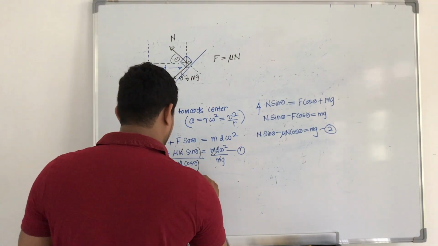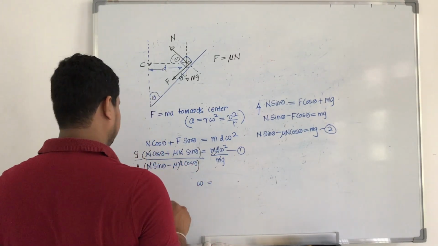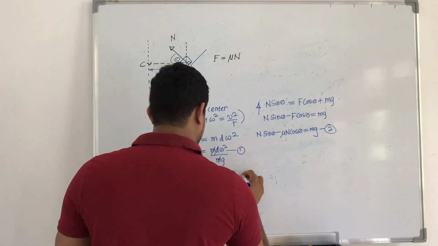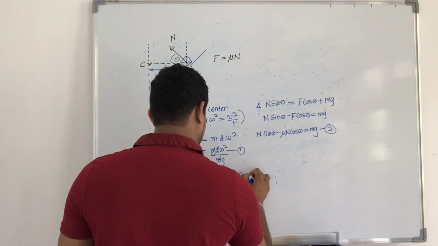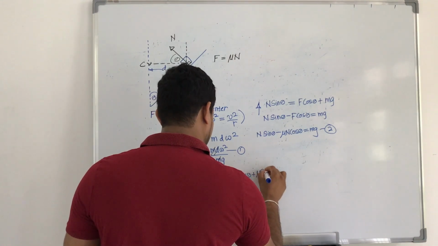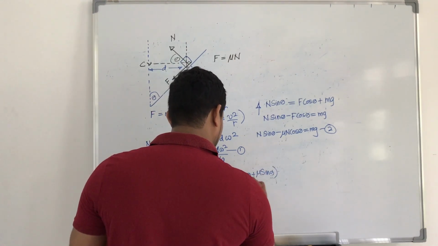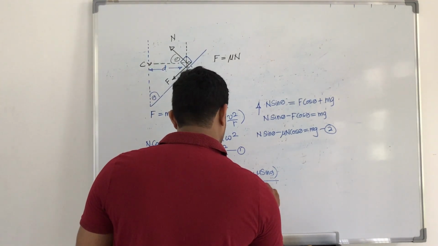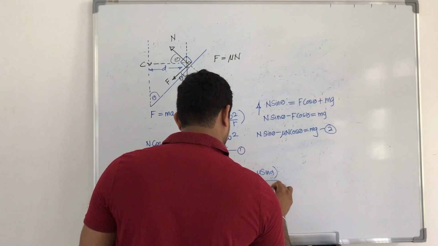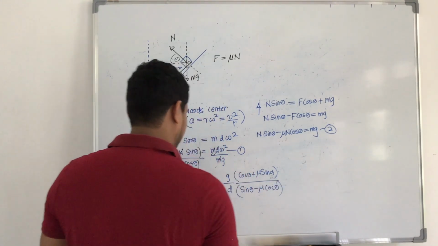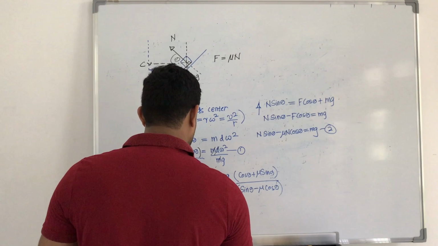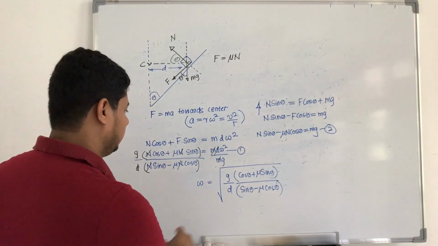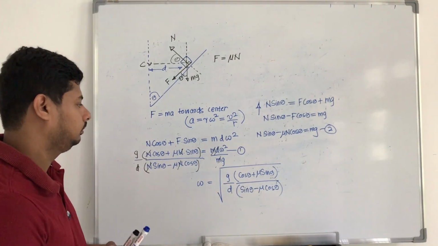Now you can directly write omega squared is equal to g divided by d, times the bracket cos theta plus mu sin theta divided by sin theta minus mu cos theta. And that is omega squared, so you better take the square root to get the correct answer. So this is the correct answer, right?